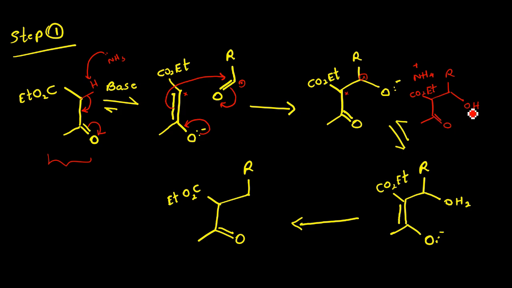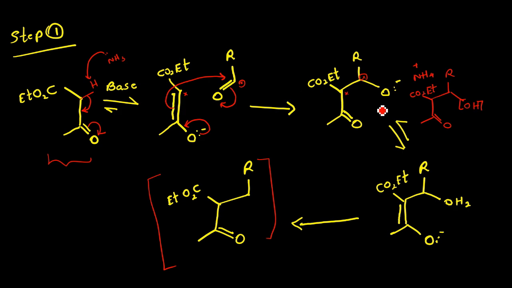Now in some books, in some mechanisms, you will see the removal of this particular group. As you can see, this is our next product that we need to form in this particular pathway. When you need to form this compound, you need to remove this part. The OH group is to be removed.